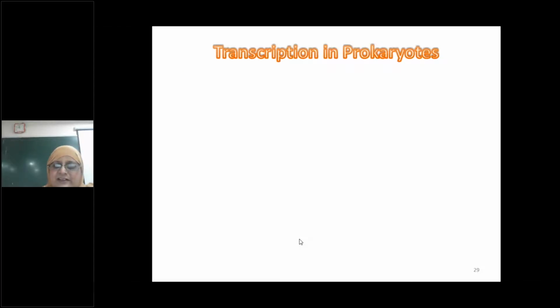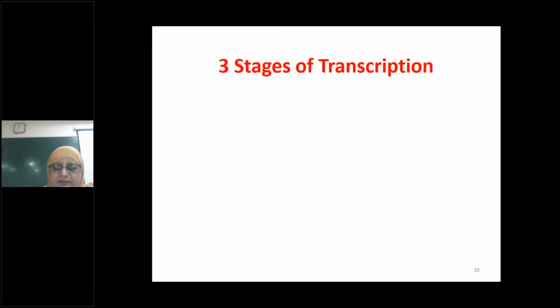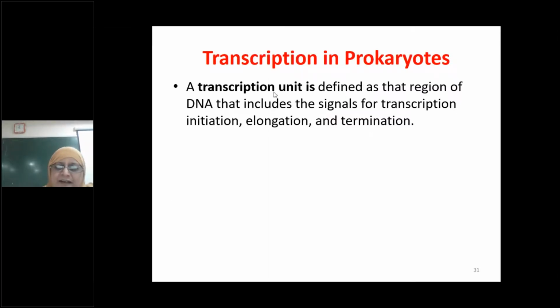So transcription is seen in both prokaryotes and eukaryotes. First we will start with the transcription of the prokaryotes, because this has been best characterized in the prokaryotes. There are three stages of transcription: initiation, chain elongation, and chain termination. So in the prokaryotes, a transcription unit is defined as that region of the DNA that includes the signals for transcription, that is initiation, elongation, and termination.